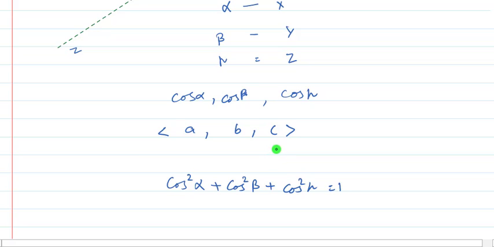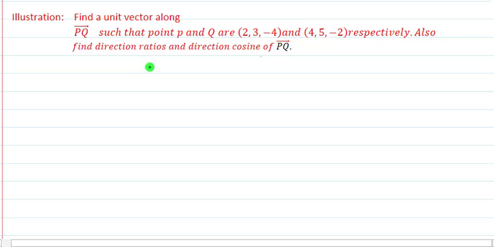So A, B, C are the direction ratios, and cos alpha, cos beta, cos gamma are the direction cosines, which can sometimes also be represented as L, M, N. L is cos alpha, M is cos beta and N is cos gamma. Now let us take one example in which we will explain everything: how to find position vector, unit vector, direction ratios, direction cosines and magnitude.